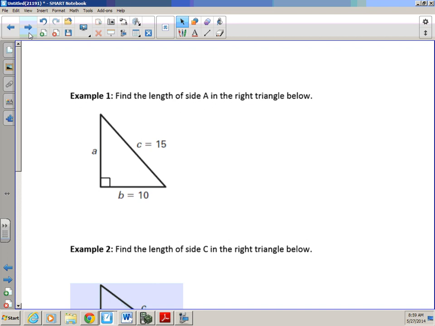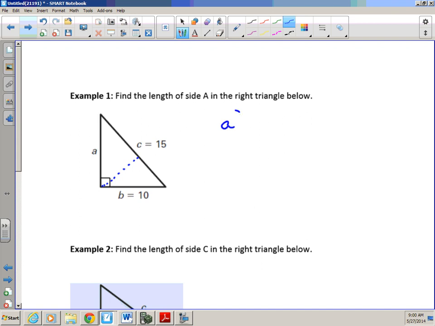We have a triangle. We know it's a right triangle because of our little box. We know that C, now don't always go by the fact that C will always be the hypotenuse, because any letters can be used. But the way we know it's the hypotenuse is if we draw straight out from the right angle, that's what we hit.